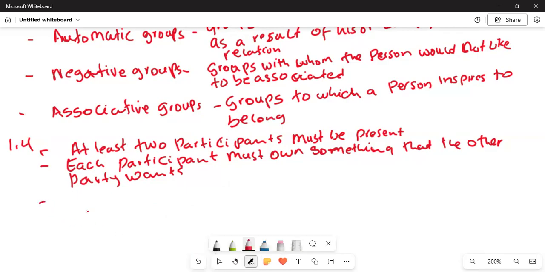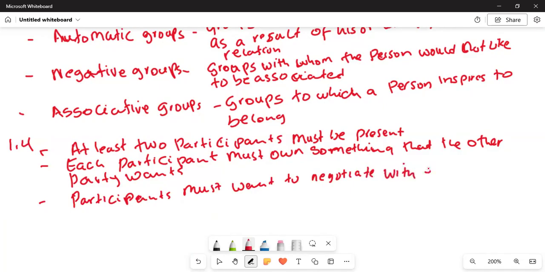Another point: the participants must want to negotiate with each other. Participants must want to negotiate. So they should negotiate first.